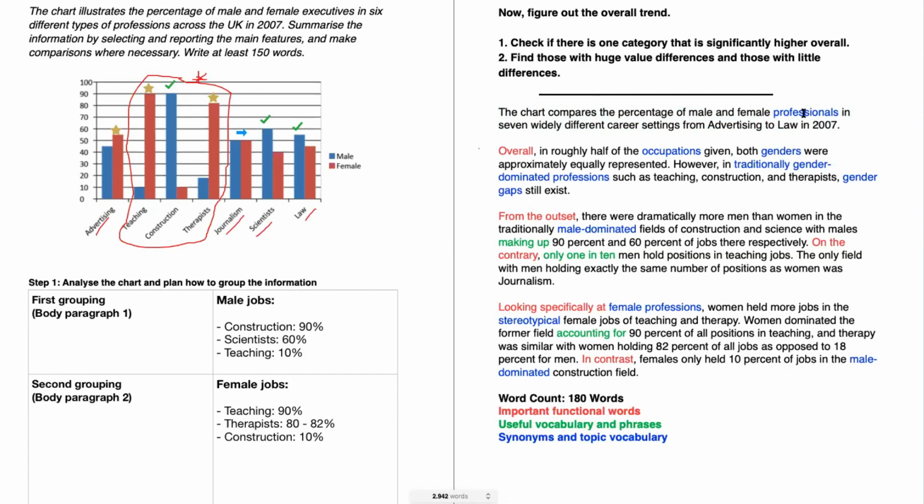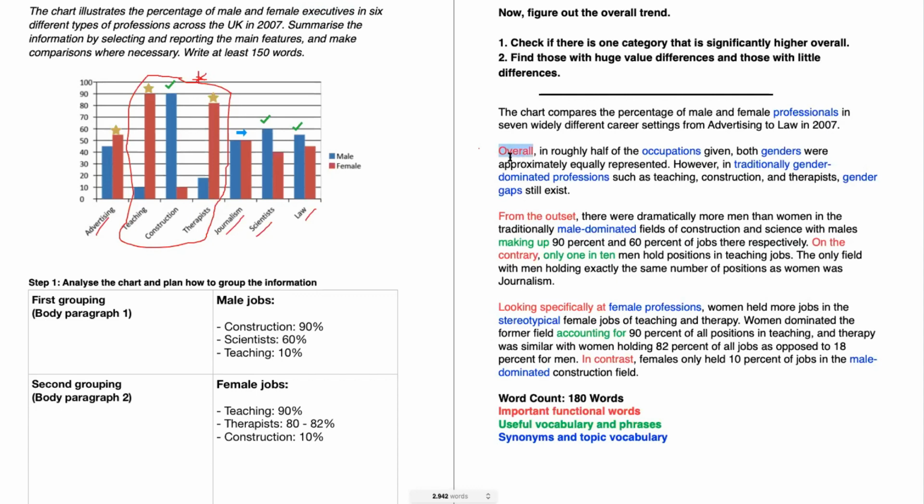Now, professionals is a great topic word here. We have executives and professions. So we've just used a synonym. We've said professionals. And I've used an example of advertising and law. Even though it's not in our prompt, it's in our chart. And it's great to just add some detail here. Of course, we have the year as well.